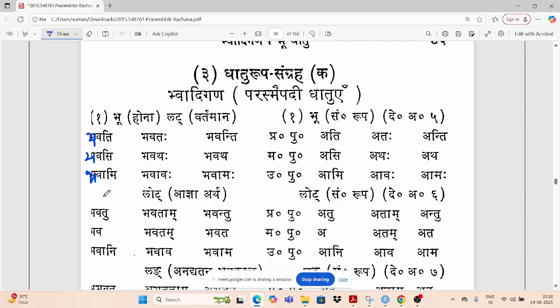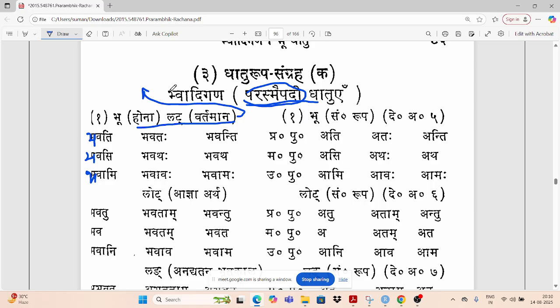Anyway, so what is this lat lakara? Lat lakara is, for the time being, you can take this as present tense. And they are saying this parasmai padi dhatu. I will come to what parasmai padi means later in another class. But for the time being, there are two things that we need to know.